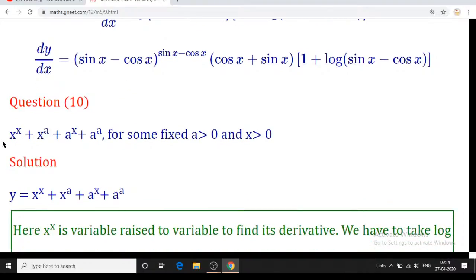Now the 10th question. Here x raised to x is a variable raised to a variable, so it has to be solved by log. X raised to a, we can go directly by the formula for x raised to n, because a is a constant and a positive constant. So we can directly use the formula for a raised to x, and a raised to a becomes a constant, so its derivative can be calculated. But we cannot go directly for the log; we have to separately solve only the part x raised to x, the other part doesn't require it.